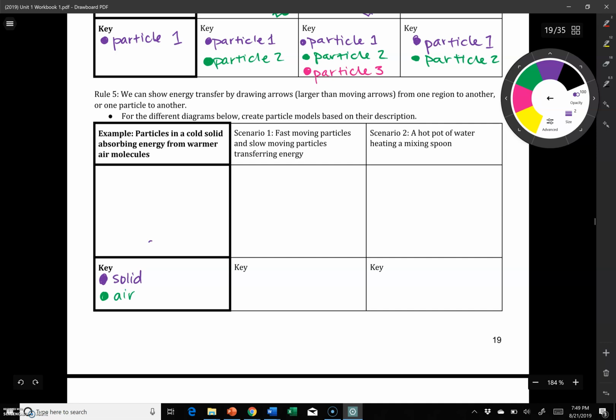Okay, so I'm going to draw a little bit of a solid. Why did I shade it in? I don't know. But going fast. Okay, so I have my solid and I have my air. Now remember, solids move very little compared to the air around them, whereas air tends to move much more, or gases move faster than solids. Also, it says that the air is much warmer than the solid. Okay?